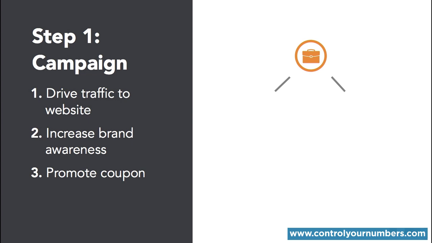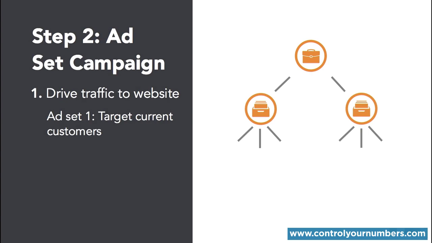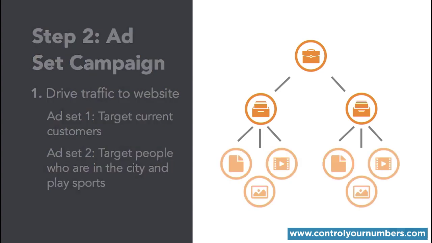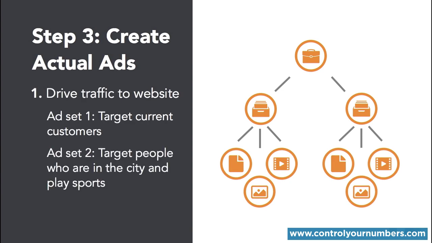What I would do is create a campaign for each objective. Then I create an ad set within those campaigns for each audience. For example, if we look at the campaign to drive traffic to the website, I might create an ad set for current customers, say from an email list, and then another ad set for people who are in the same city and like to play sports. Then I'd create the actual advertisements within each of those ad sets.